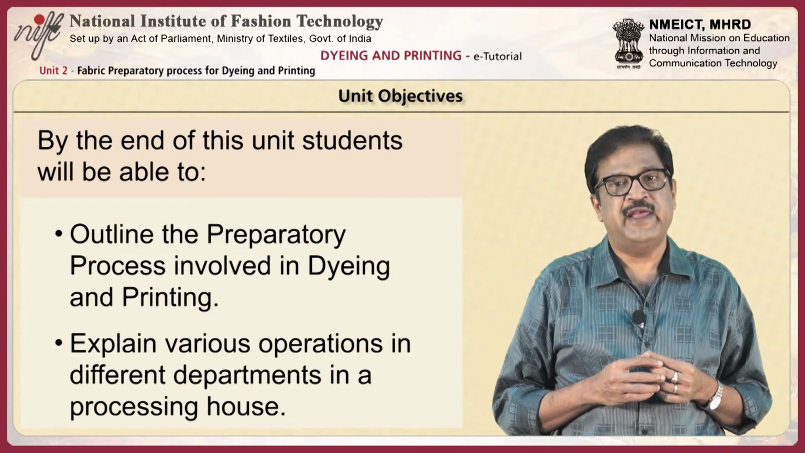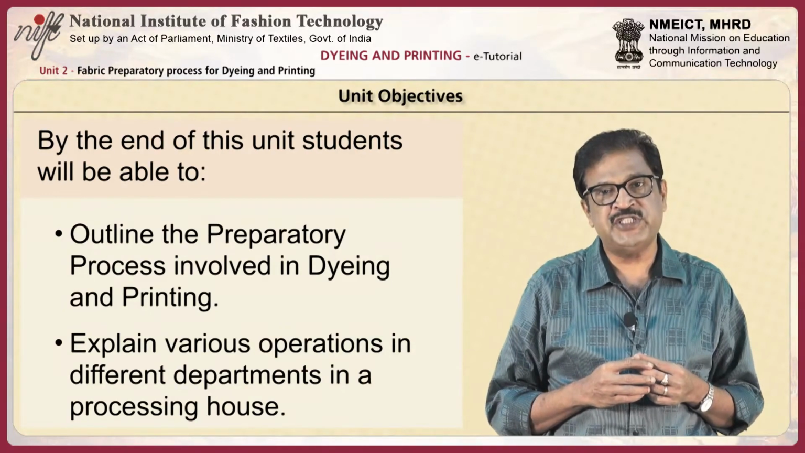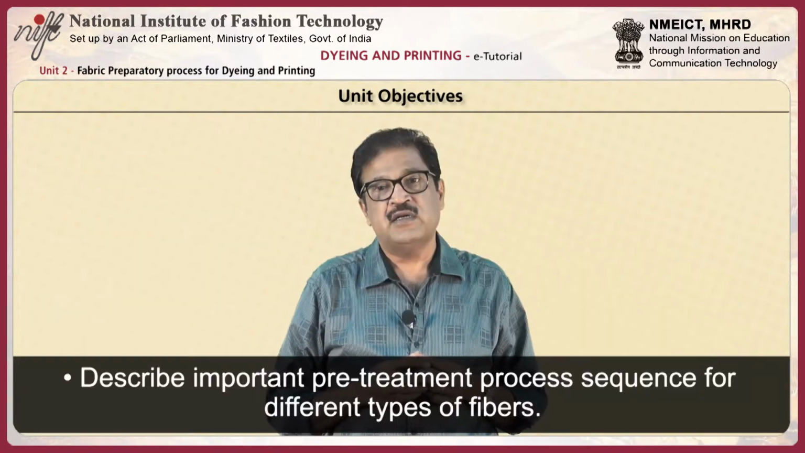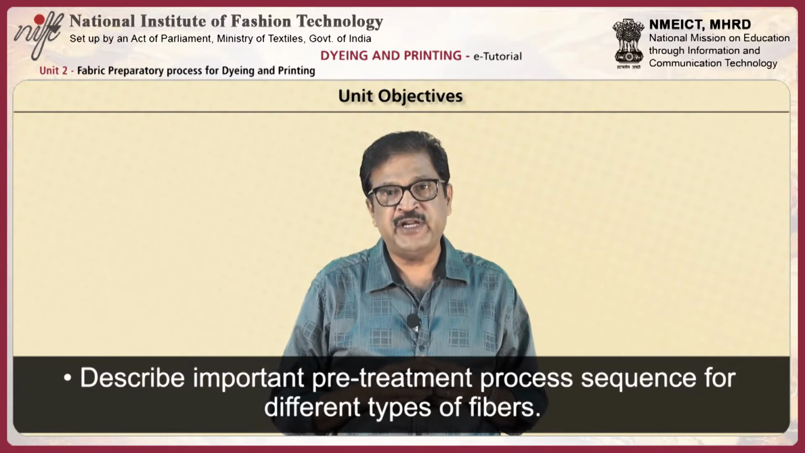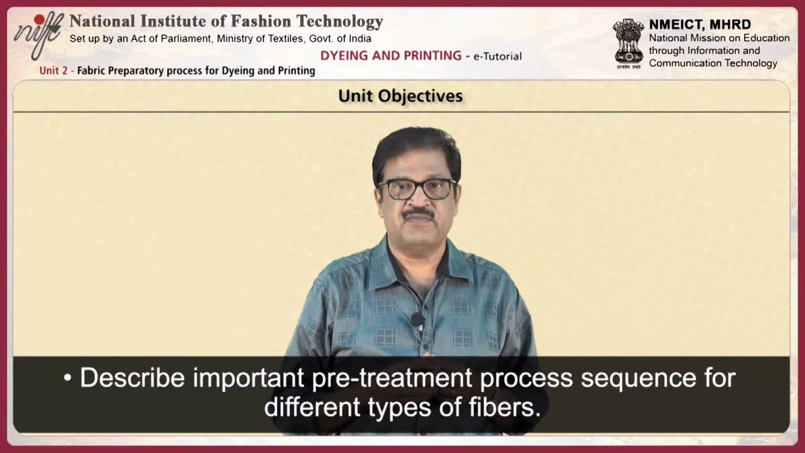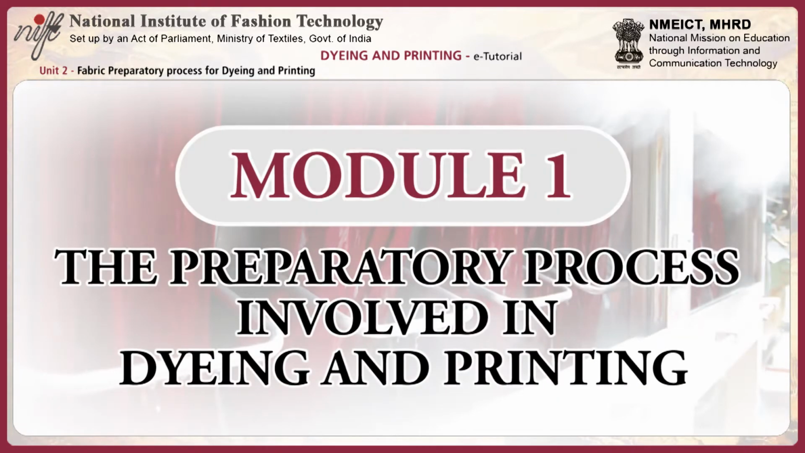By the end of this unit, students will be able to outline the preparatory process involved in dyeing and printing process, explain various operations in different departments in a processing house, and describe important pre-treatment process sequence for different types of fibers. Let us now look at the preparatory process involved in dyeing and printing: various operations in different departments in a processing house and the important pre-treatment process sequence for different types of fibers.